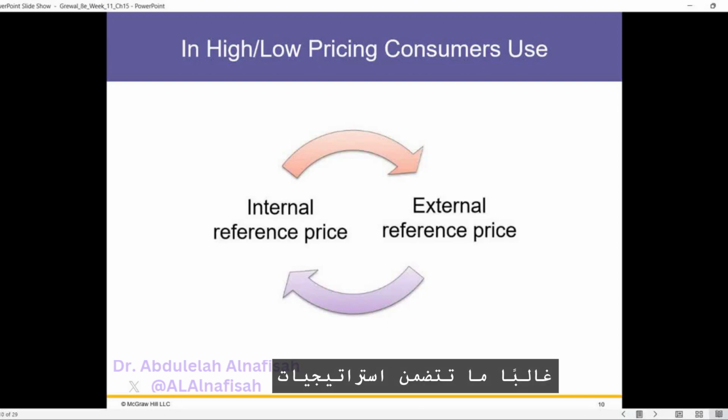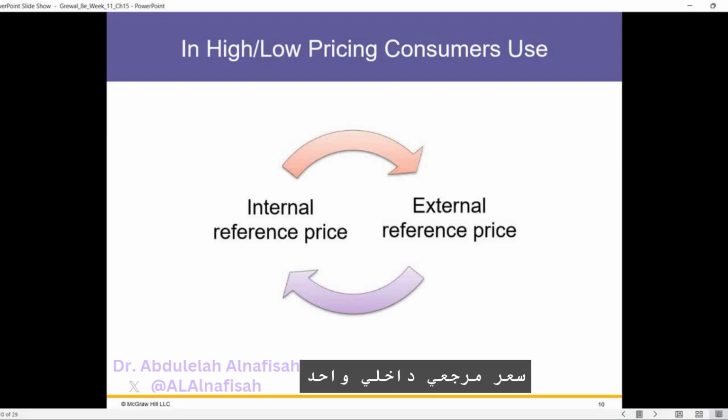Okay. High or low pricing strategies often involve the use of reference prices to influence buyer behavior and facilitate the evaluation process. Reference prices serve as points of comparison for customers when assessing the actual selling price of a product and its sale price. There are 2 types of reference prices: internal reference price and external reference price. 1.